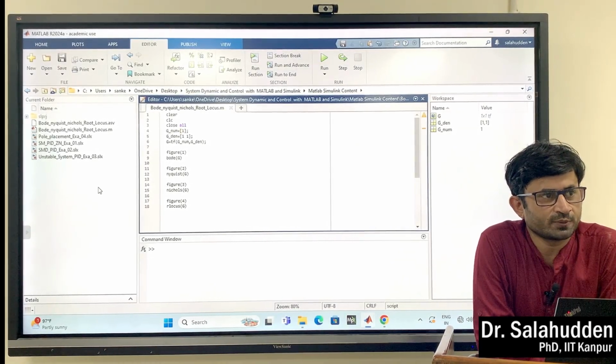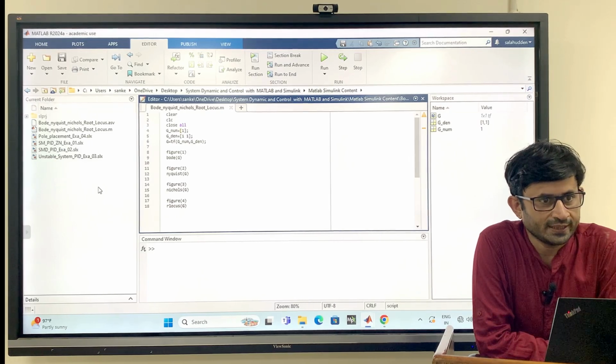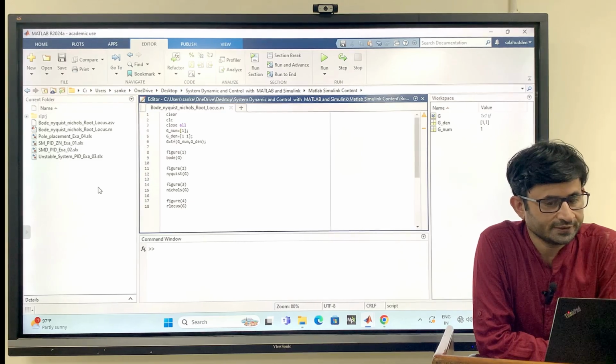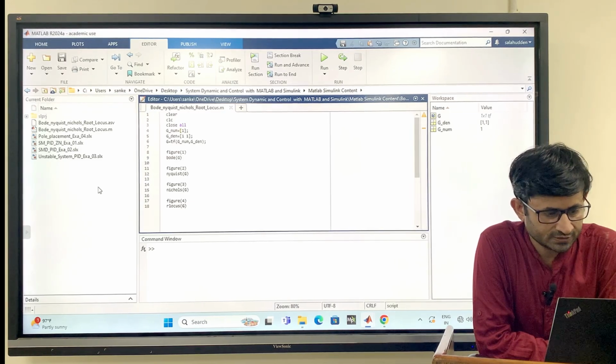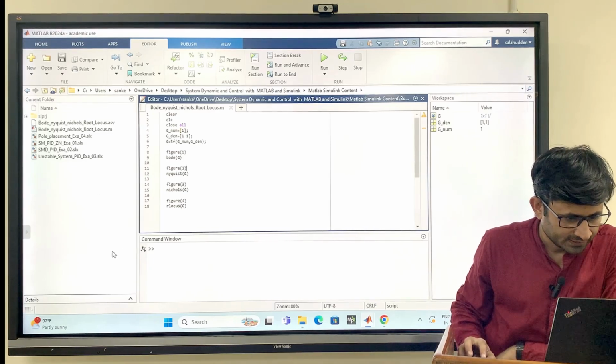We have covered Bode plot and root locus. Now in today's class we will see the Nichols chart and Nyquist plot. First we will see the Nichols chart.